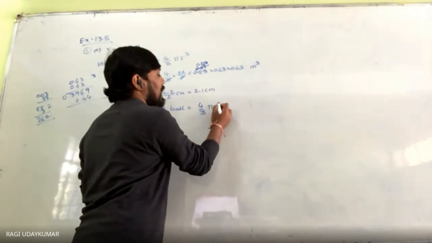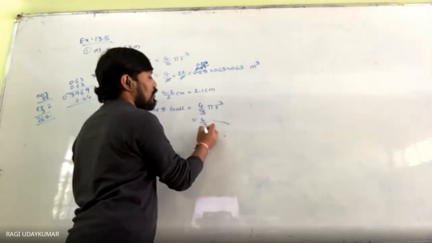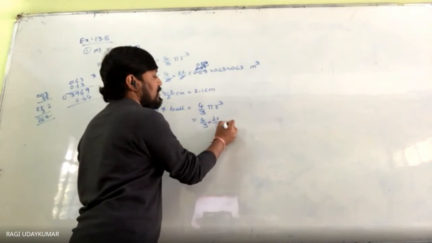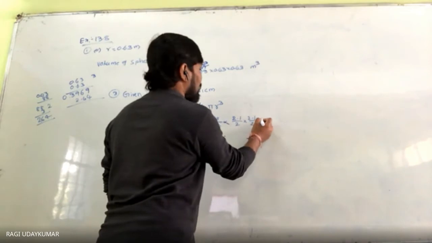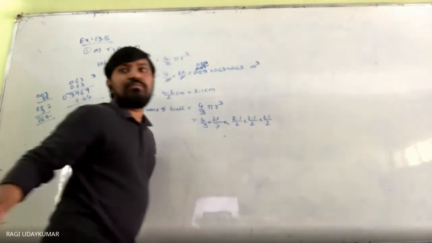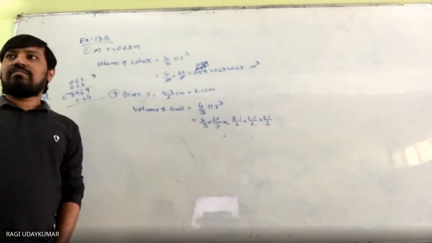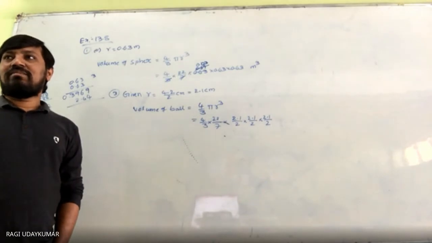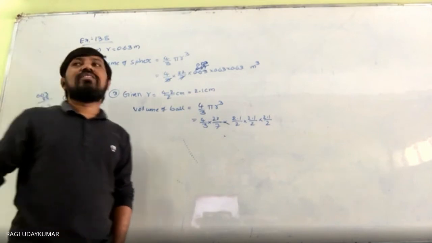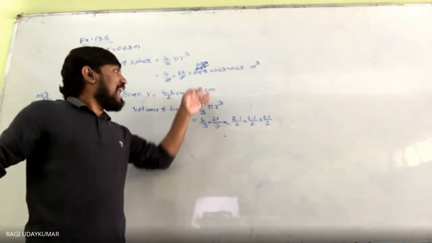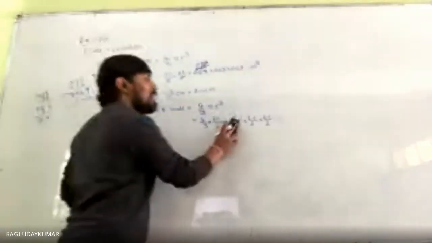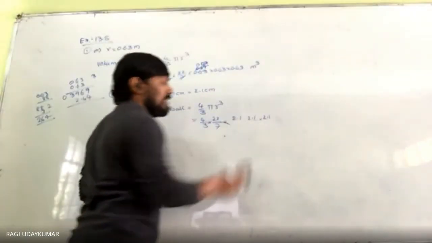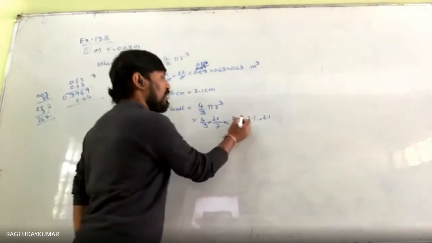4/3 pi r cube, which equals 4/3 into 22/7 into radius 2.1, 2.1, 2.1. Everyone is saying by 2, but this is already the radius, so why would by 2 come? You are only going to get 2.1 into 2.1 into 2.1.